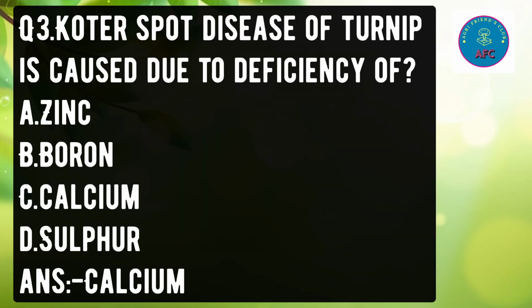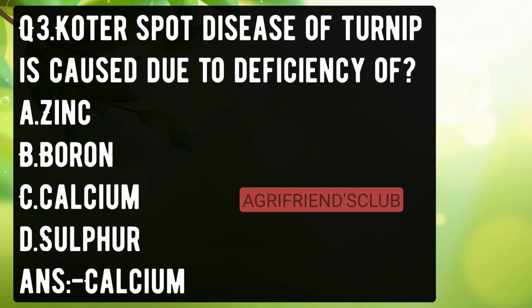Question number 3. Corky spot disease of turnip is caused due to the deficiency of? Options are zinc, boron, calcium or sulfur. The correct answer is calcium. There are different other functions of calcium in the plant and its deficiency symptoms that will be discussed later.